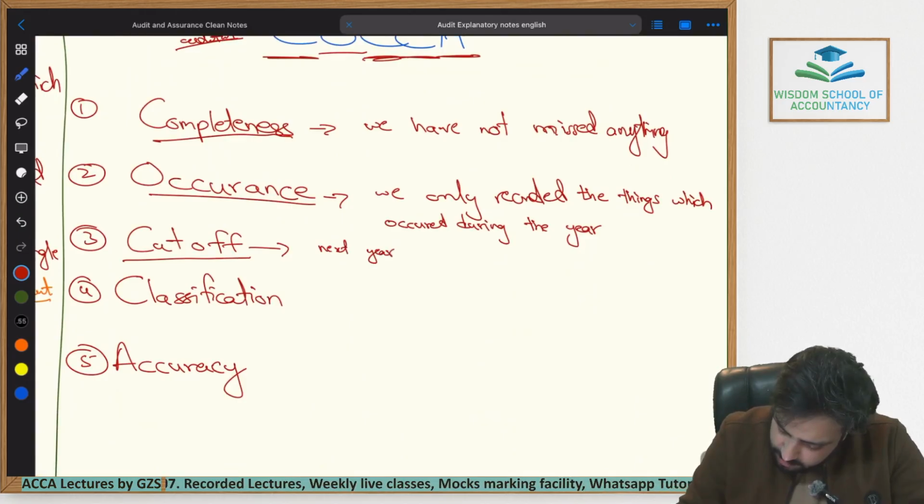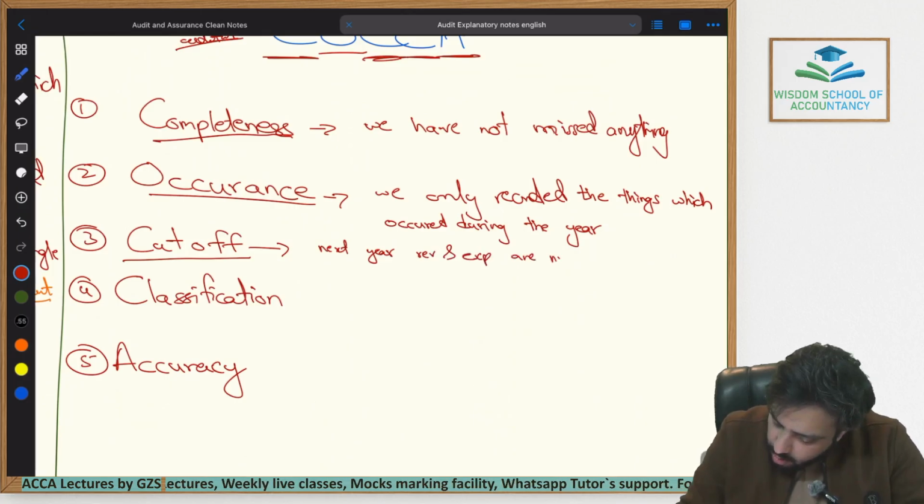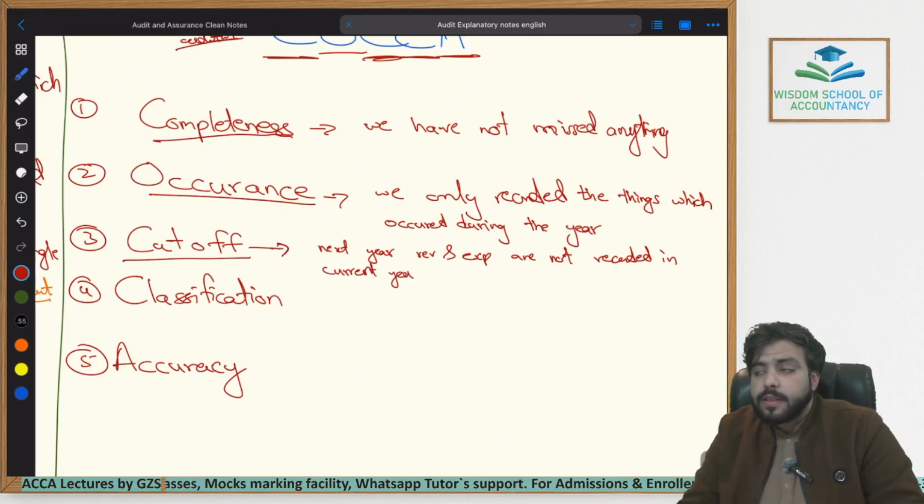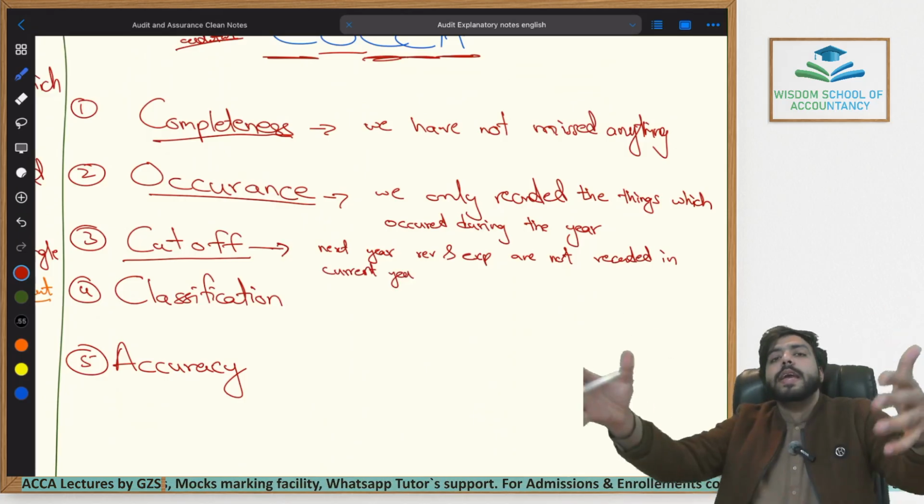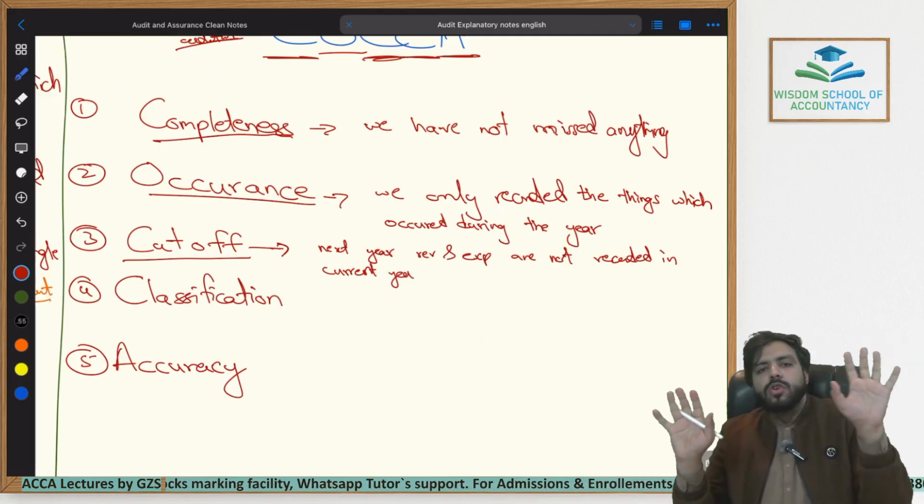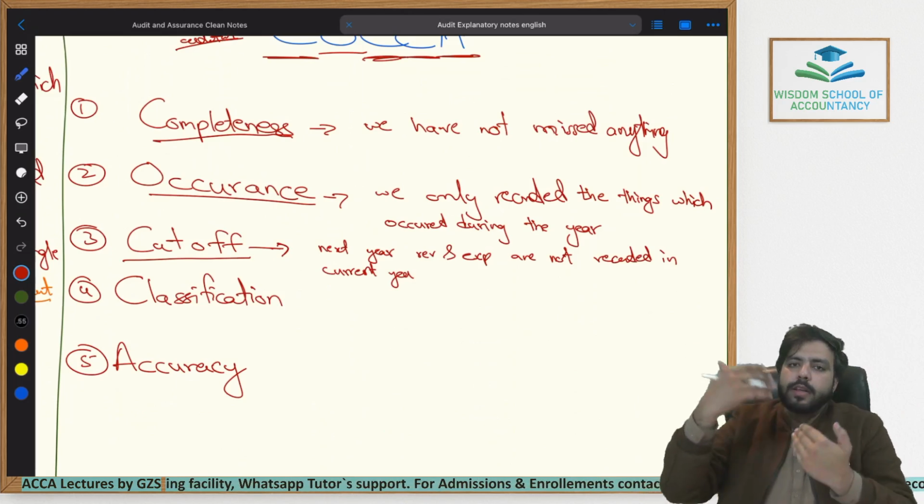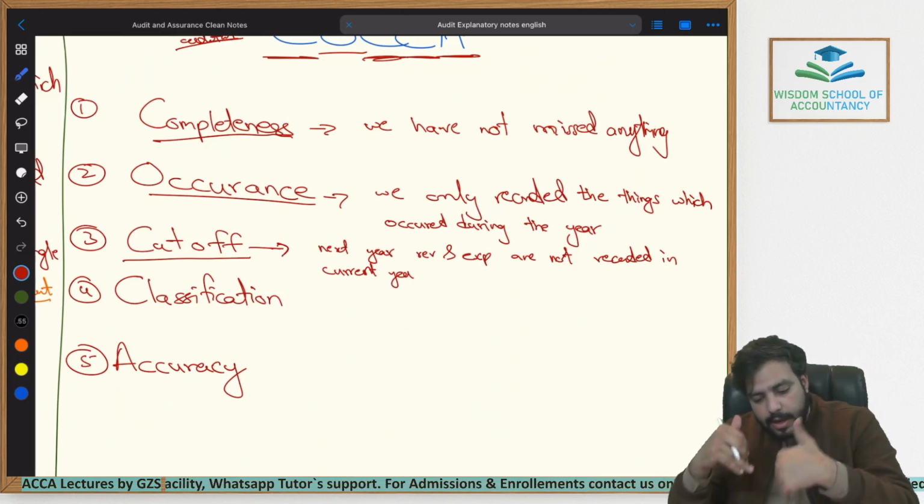Next year's revenues and expenses are not recorded in the current year. So the cutoff assertion means that the management is basically assuming and telling the auditor that there are no such circumstances where we might have recorded the next year's revenue or expenses in the current year's statement of profit and loss.